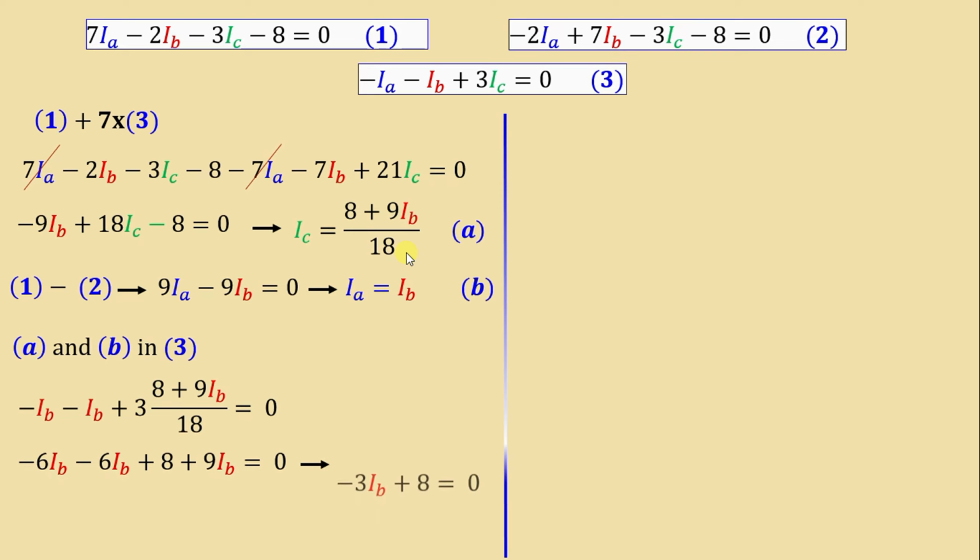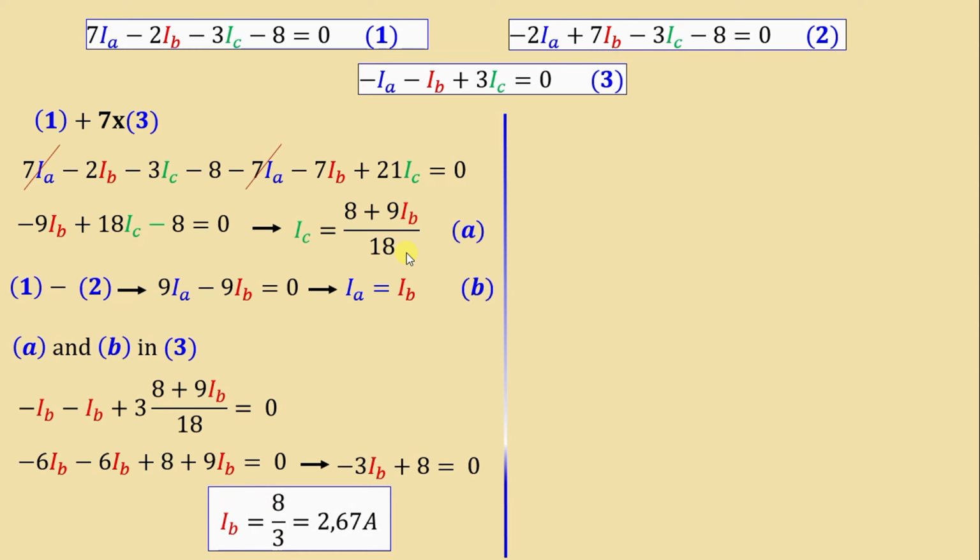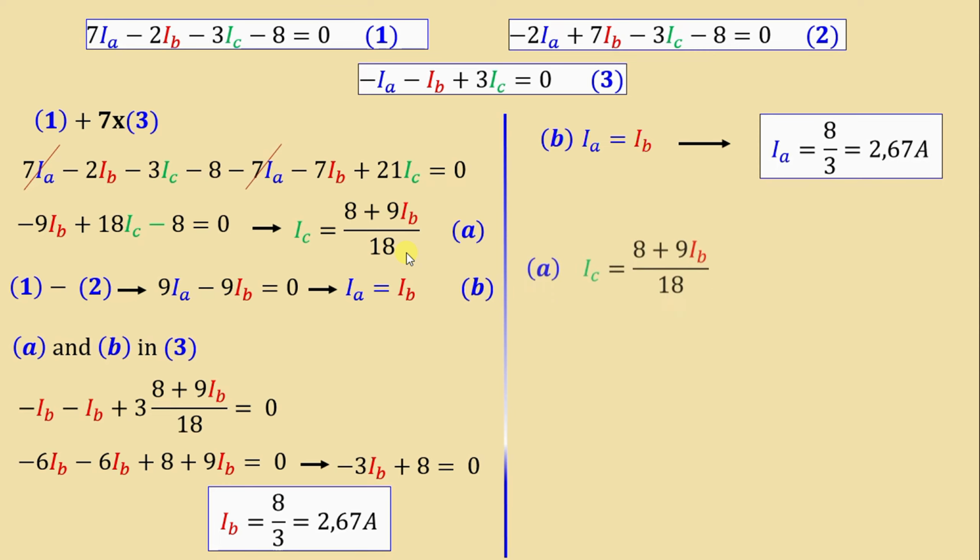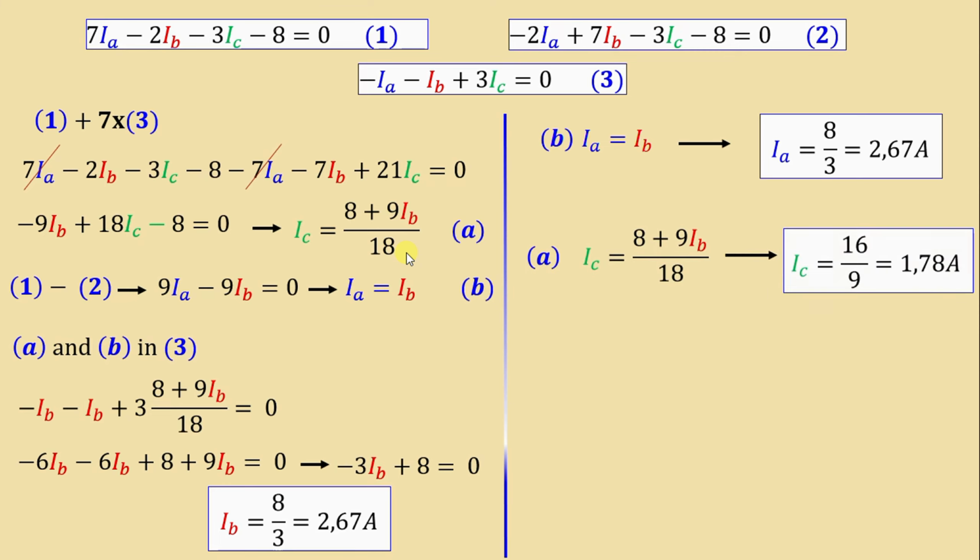Finally, we obtain negative 3IB plus 8 is equal to 0, then IB is equal to 8 over 3, which is 2.67 amps. From B, we have IA is equal to IB. That means IA is equal to 2.67 amps. And from equation A, we have IC is equal to 8 plus 9 IB over 18. We obtain finally IC is 16 over 9, which is 1.78 amps.